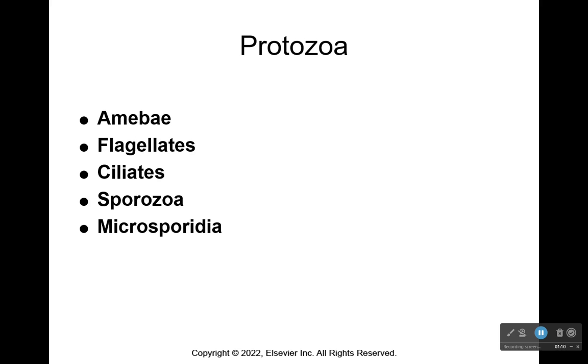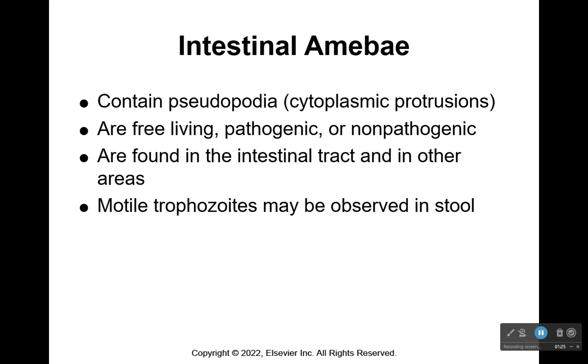The 5 groups these are divided into are amoebae, flagellates, ciliates, sporozoa, and microsporidia. Some of this has to do with their motility, locomotion, it has to do with their shape, it has to do with different characteristics. So the intestinal amoebae is what we're going to start with. They have pseudopodia. These are like little false feet. It's like the organism has little projections that come out. So pseudopodia means false feet.